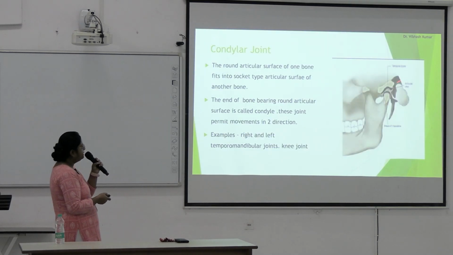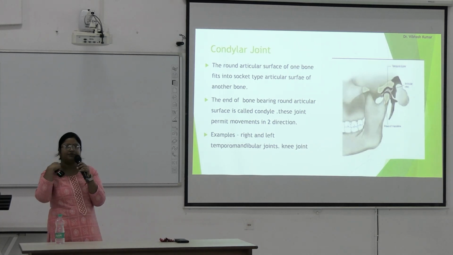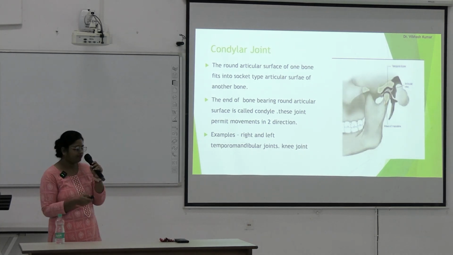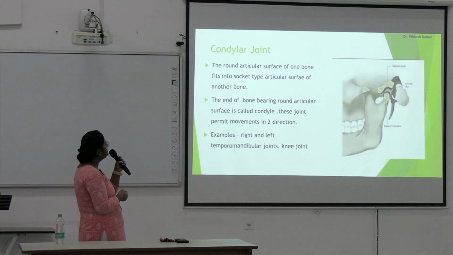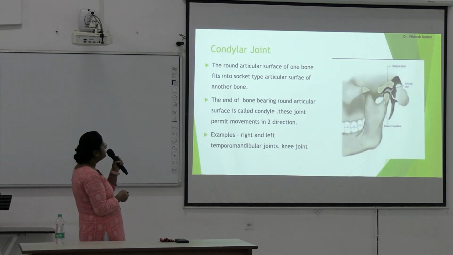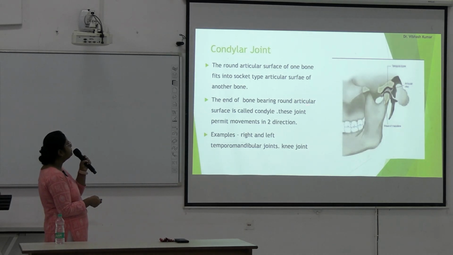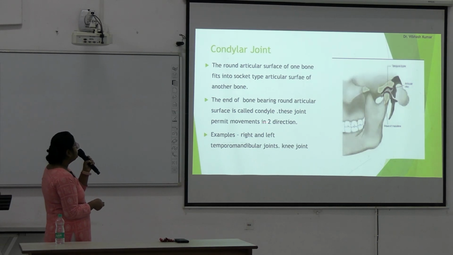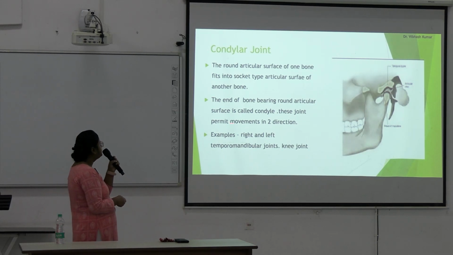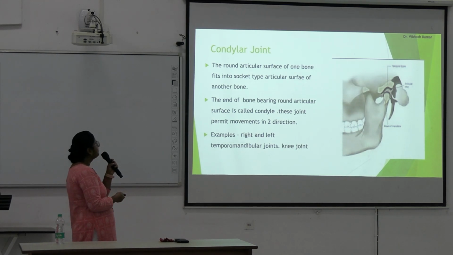So here the temporomandibular joint has been shown. Here the movement of the jaw is occurring. The round articular surface of one bone fits into the socket-like articular surface of the other bone, and the end of the bone bearing the round articular surface is called a condyle. This is the condyle of the mandible, and this joint permits movement in two directions. Examples: right and left temporomandibular joint and knee joint.